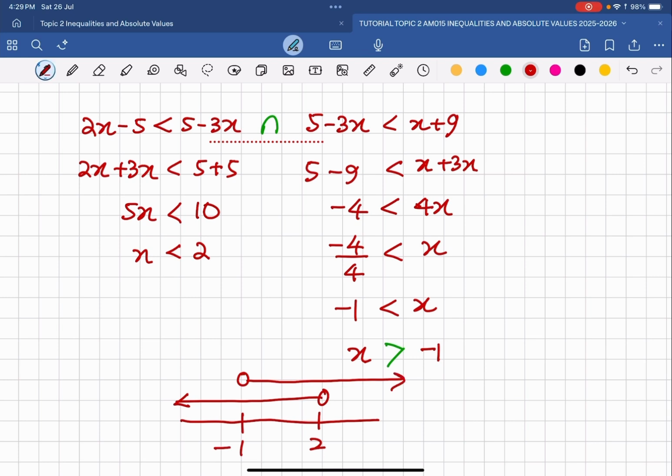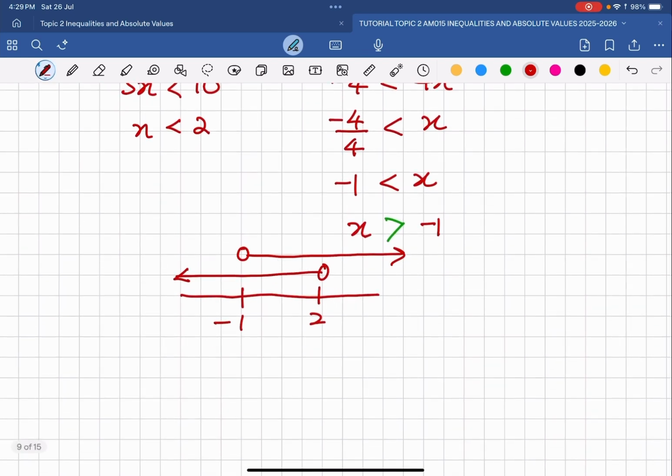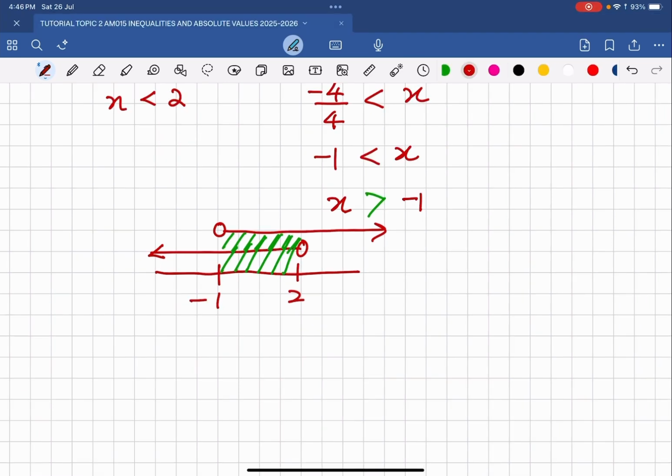Now what we have to do is to find the intersections. So where is the intersection? It is in the middle here. So I'm going to shade a bit. You can shade like this or you can shade like this, it doesn't matter how you shade. Final answer, just copy down the negative 1 on the left and 2 on the right. And if it's using the empty circle for both, write down open circles. So an open interval of negative 1 to 2.